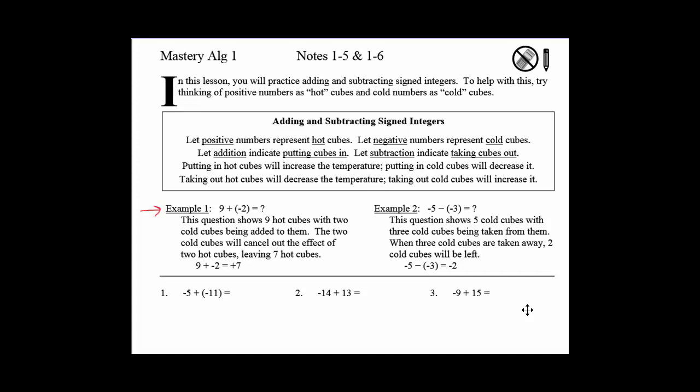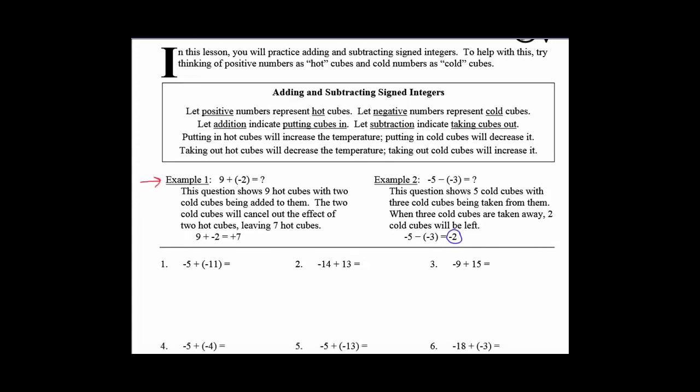In example 2, the problem says negative 5 minus negative 3, and this is representing that we have 5 cold cubes already in the bowl, and we're going to take out 3 cold cubes. So if there are 5 cold cubes in the bowl and we take 3 of them out, there will be 2 cold cubes left, and the answer will be negative 2, or 2 cold cubes left.